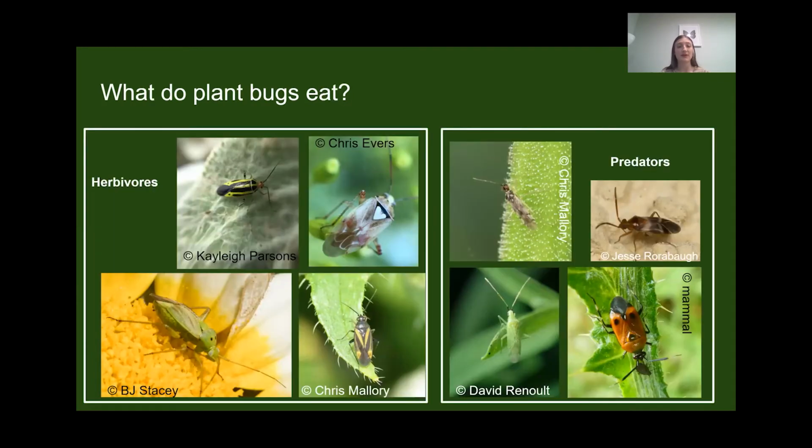So you might be wondering, what do plant bugs eat? Well, we have our herbivores, so they only eat plants, and they typically live off of the sap. And then we have our predators, and they eat other insects that frequent the plants, such as aphids and whiteflies.